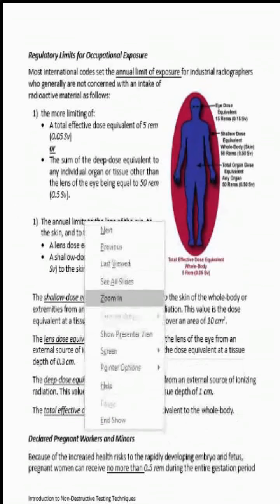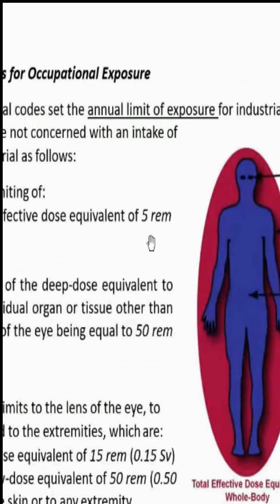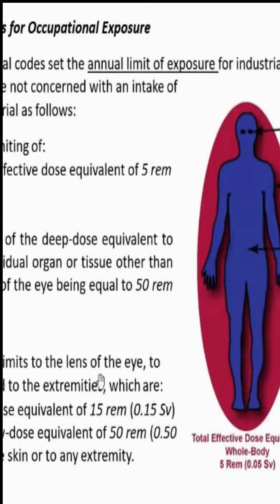Now coming to regulatory limits. Since body parts are affected differently, different body parts have different limits. Overall, we cannot say that complete. So the total effective dose equivalent for the whole body is 5 rem. That is 5 roentgen equivalent man.